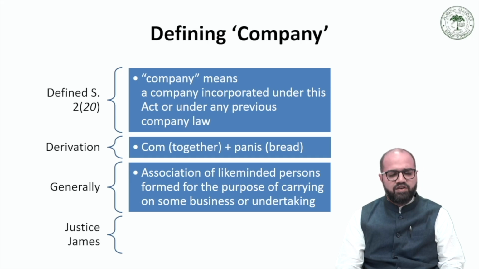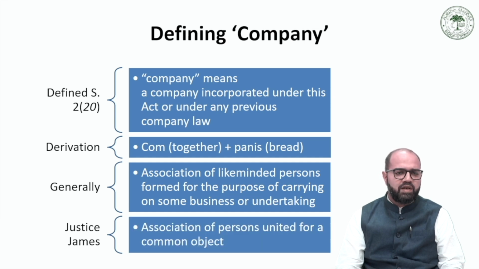A very popular definition of a company is by a known jurist who goes by the name of Justice James. In his words, a company is an association of persons which are united or brought together or conjugated by a common object. Some of the key expressions that you see here is association, meaning thereby there are multiple persons who come together for a common purpose, and that common purpose is symbolized by an institution that is known as a company.